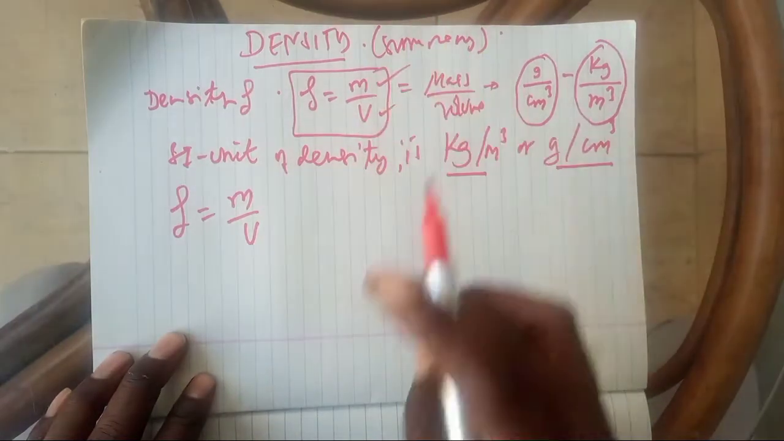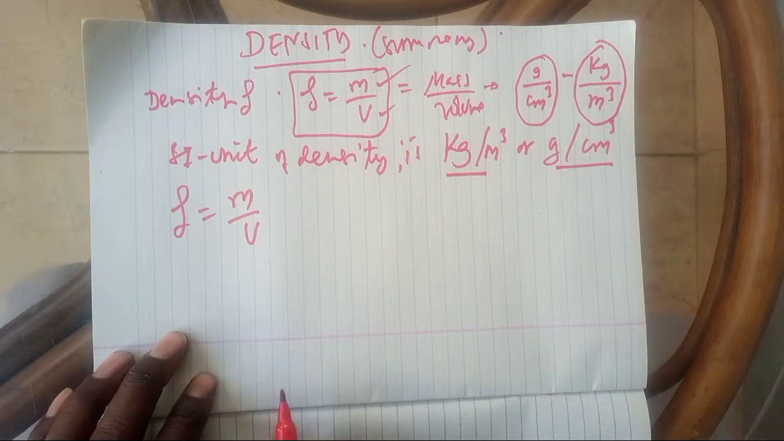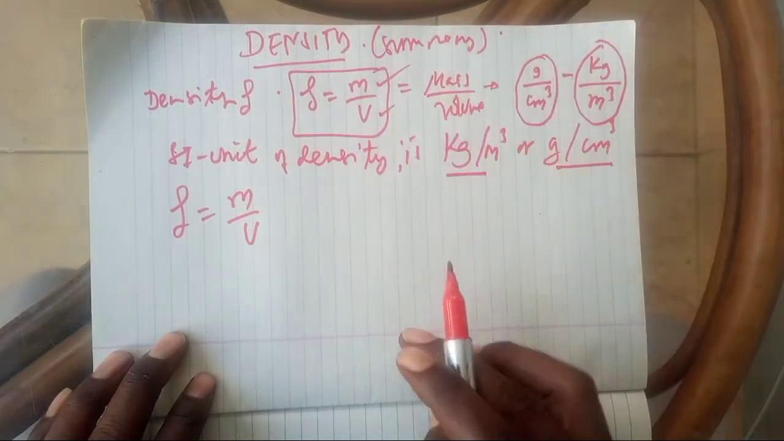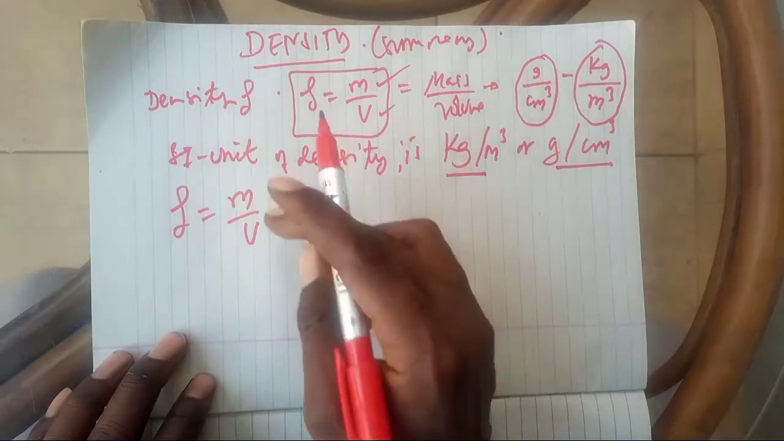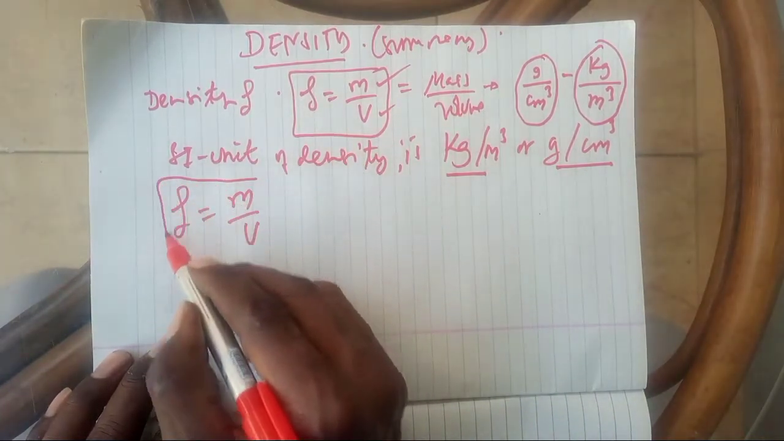Kama mass haipo, lazima ufanye kitu chochote kuhakikisha mass ipo. Kama volume haipo, inabidi uitafute volume. Then hii hapa ndo kanuni.